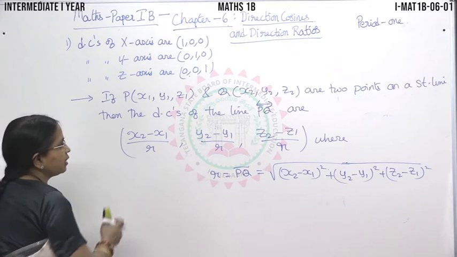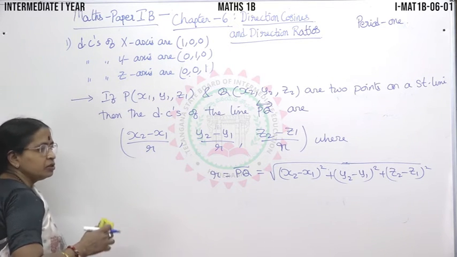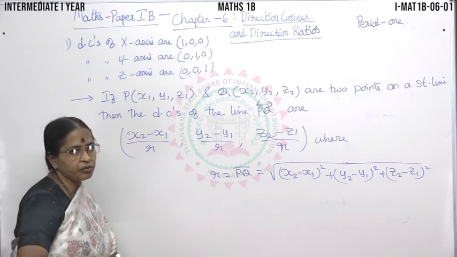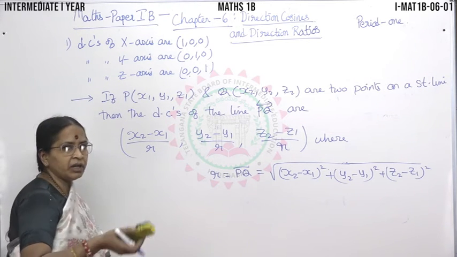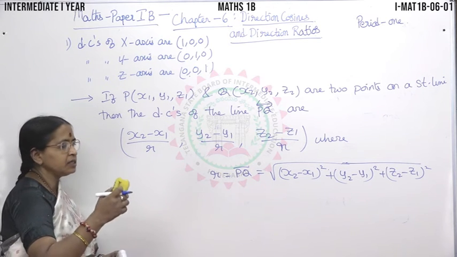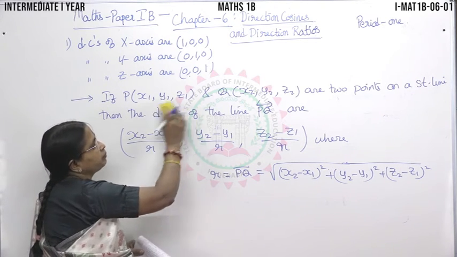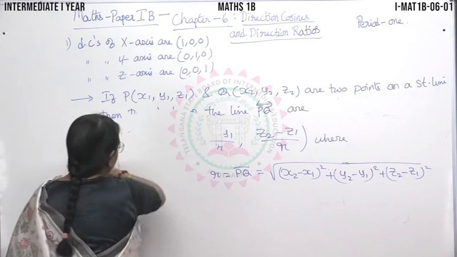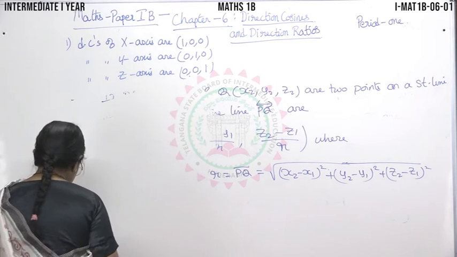Okay, so this is about the direction cosines. When you know a point, you can write the direction cosines of OP as x by r, y by r, z by r, where r is the distance OP. When it is points P and Q, then the distance is like this. Now we'll do the problems.